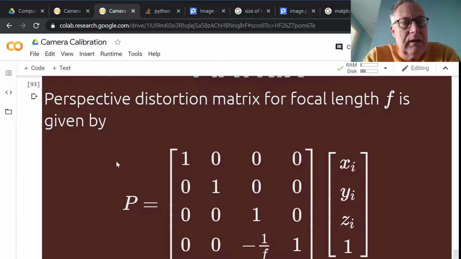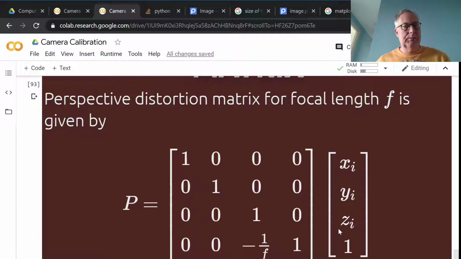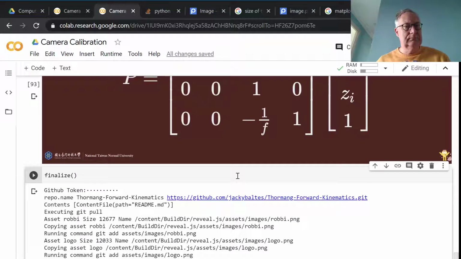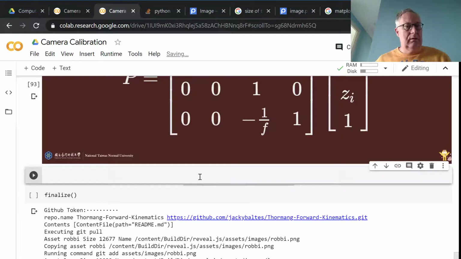This one will end up in the same result. In this case, you're just dividing by negative 1 over f for the z coordinate. So now, how does that help us with our points?